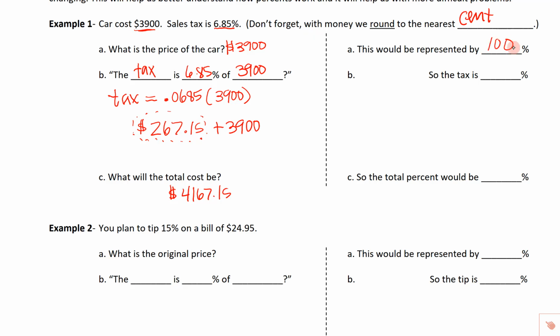That's how much we're going to pay, 100%. So the tax, we know the tax. The percentage for the tax is given to us in the problem, and also we wrote it again in part B here. It's 6.85%. So part C, the total percent would be this 4,167.15 is 106.85%. To get that, all we have to do is add part A and part B together to get our total percent. All right, let's look at another example here.